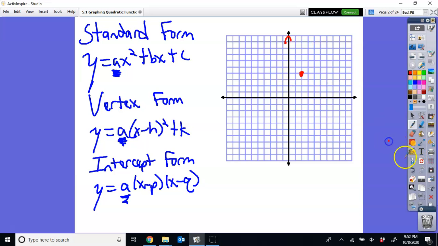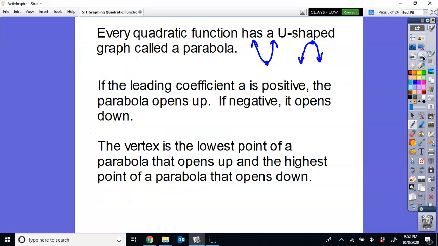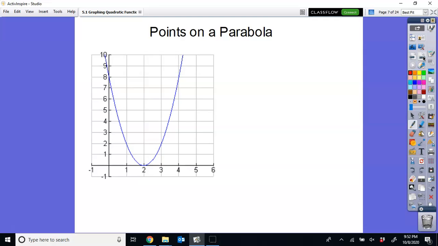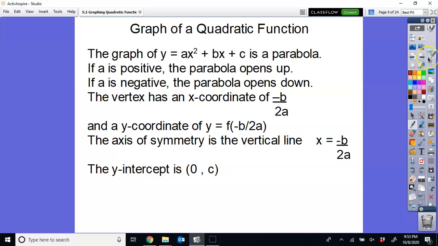So we're going to make sure that we can find the vertex for standard form, the vertex for vertex form, and the vertex for intercept form. I do have some notes about standard form, but I am not going to leave them on the screen for a really long time. If you want to pause the video here, you can copy some stuff down. But a lot of this stuff we've already been talking about.